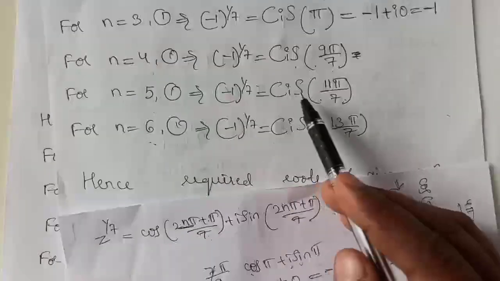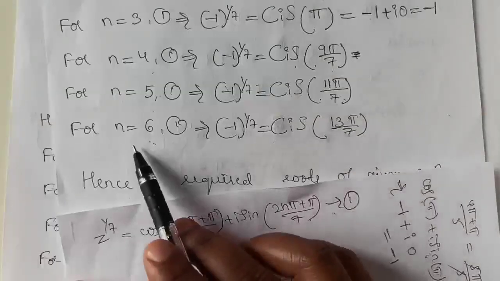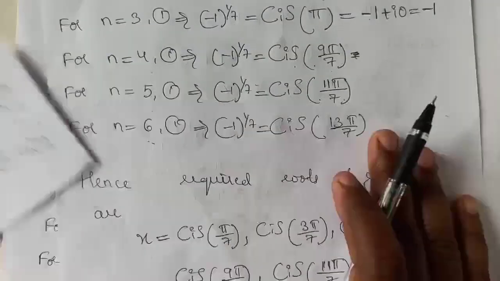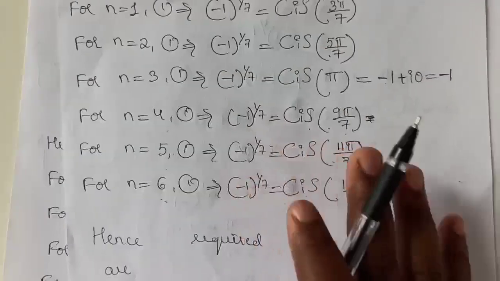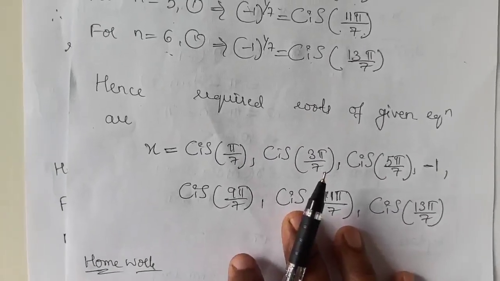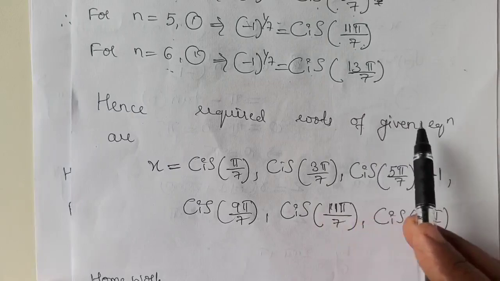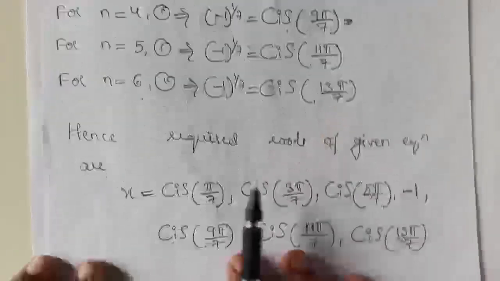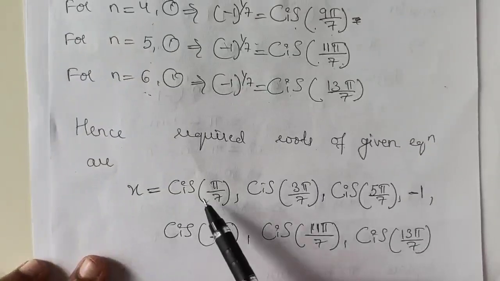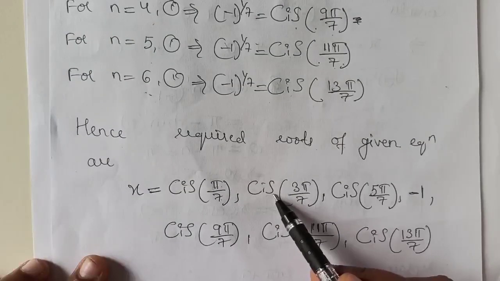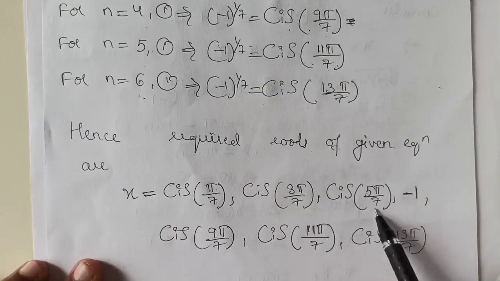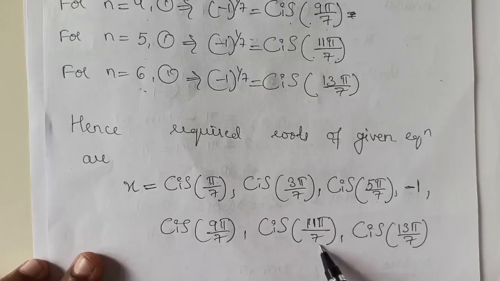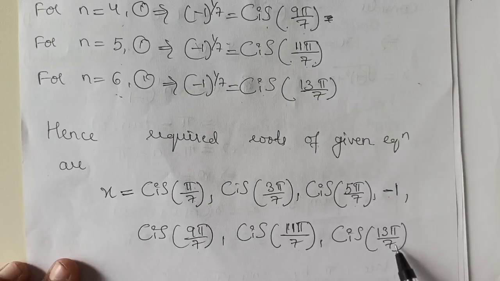Similarly, substituting n equals 4, we get cis of 9 pi by 7. For n equals 5, we get cis of 11 pi by 7. On substituting n equals 6, we get cis of 13 pi by 7. So these are the required solutions of the given equation. Hence the required roots are cis of 7 pi by 7, cis of 3 pi by 7, cis of 5 pi by 7, minus 1, cis of 9 pi by 7, cis of 11 pi by 7 and cis of 13 pi by 7.